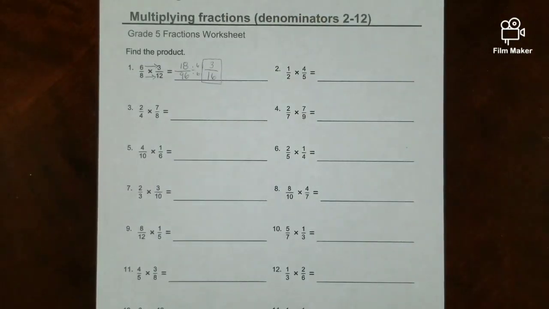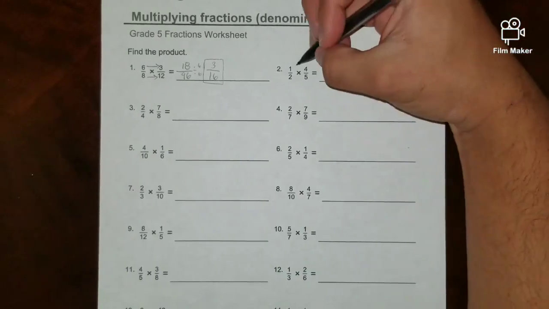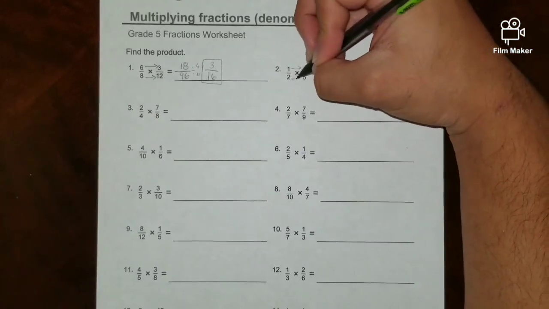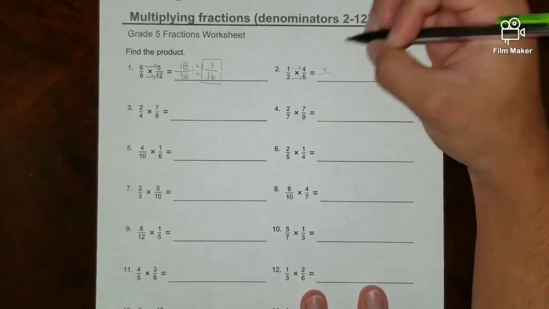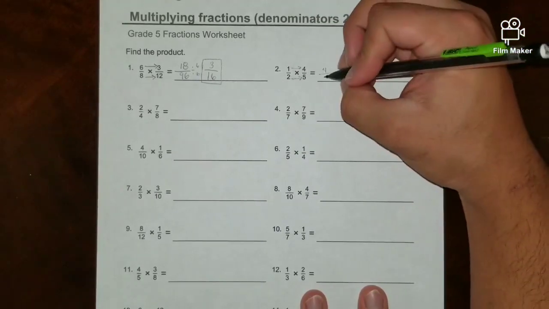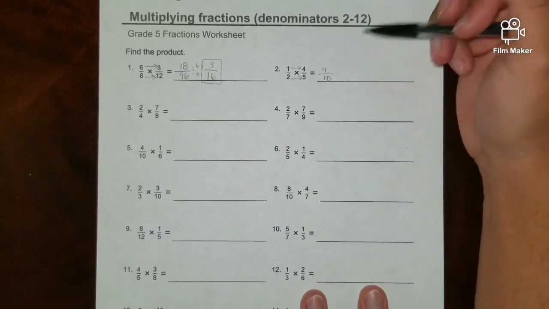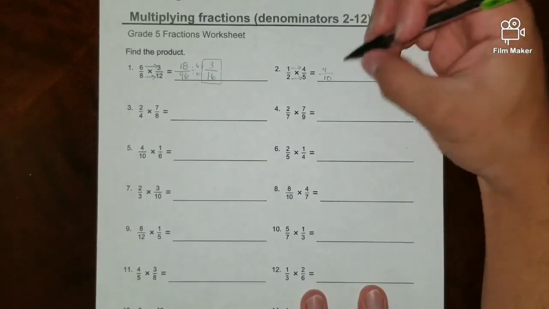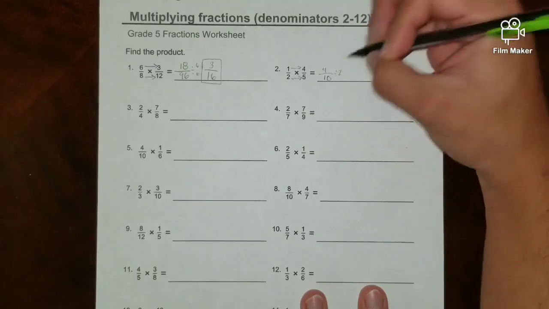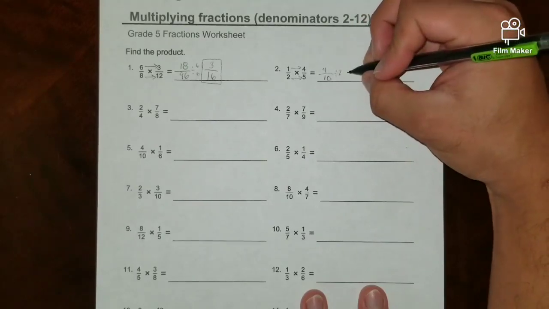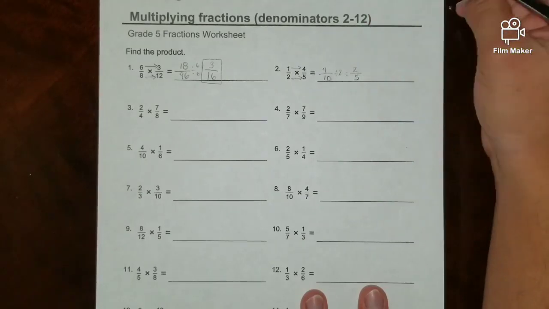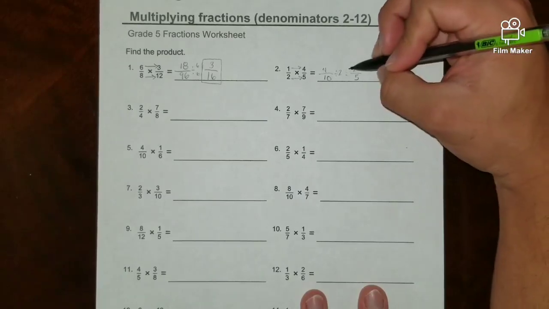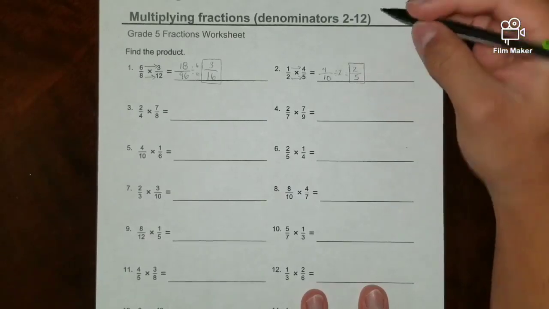For the next one, we have 1 over 2 times 4 over 5. So we do the same thing we did. We multiply 1 times 4 and 2 times 5. So 1 times 4 is 4, and 2 times 5 is 10. And since they're both even numbers again, we can reduce them. So if we divided each side by 2, it would give us 2 over 5, which cannot be reduced any further, so that would be our final answer.